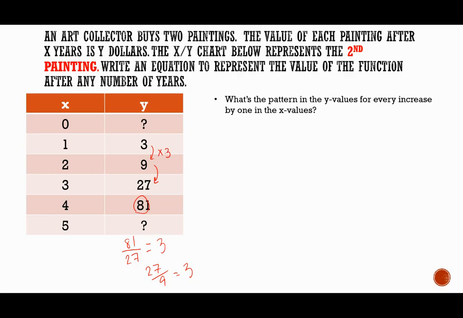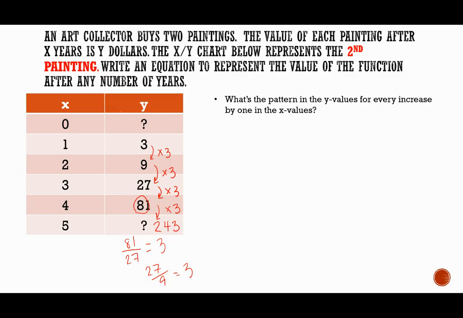3 times 3 is 9. 9 times 3 is 27. 27 times 3 is 81. So I am multiplying every single time. Let's go ahead and finish out the XY chart. If I multiply 81 by 3, the result is 243.